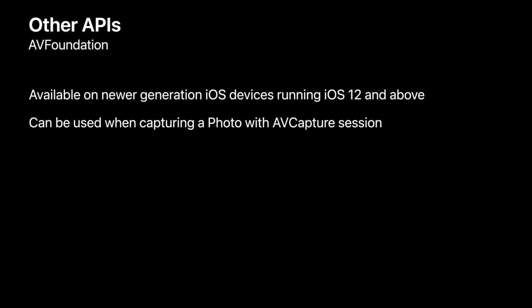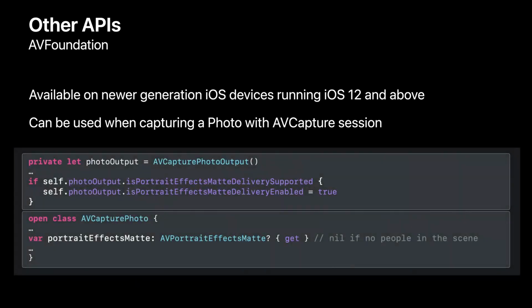Vision Framework is not the only place that offers a Person Segmentation API. There are several other frameworks that offer similar functionality powered by the same technology. Let's take a brief look at each one of them. First is AV Foundation. AV Foundation can return a person segmentation mask on some newer generation devices during a photo capture session. The segmentation mask is returned via the portraitEffectsMatte property of the AVCapturePhoto.